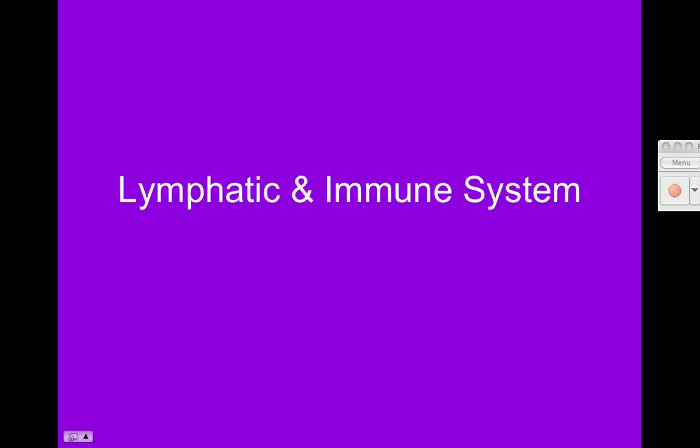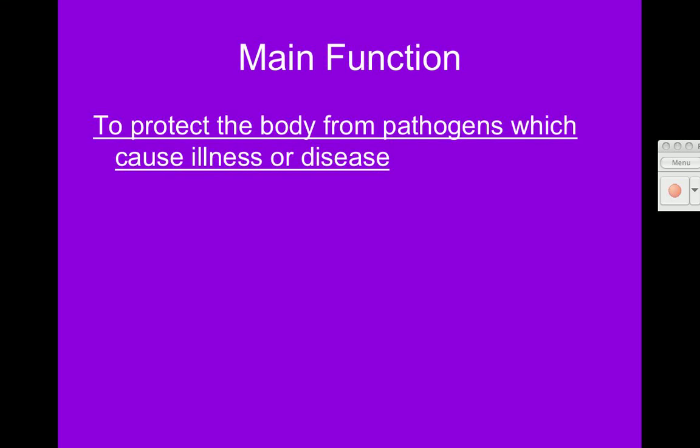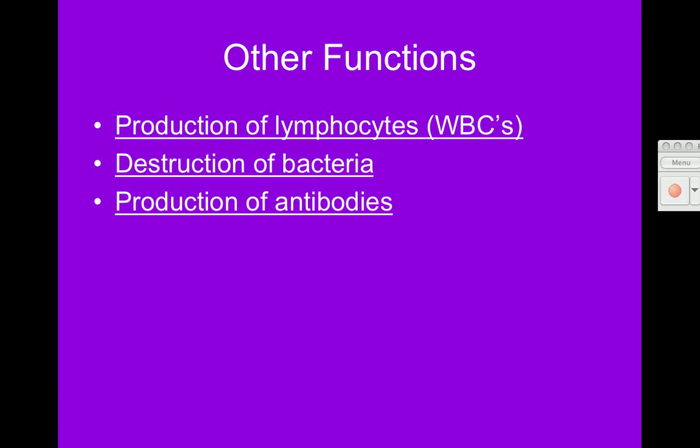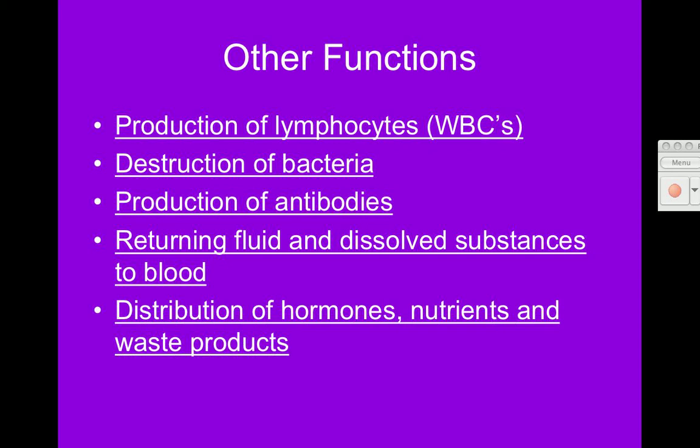Okay, this starts the lymphatic and immune system. The main function of the lymphatic and immune system is to protect the body from pathogens, which can cause either illness or disease. In addition, it has some other supporting functions: the production of leukocytes, which are lymphocytes, a type of white blood cell, the destruction of bacteria, the production of antibodies, the returning of fluid and dissolved substances to the blood, and the distribution of hormones, nutrients, and waste products.